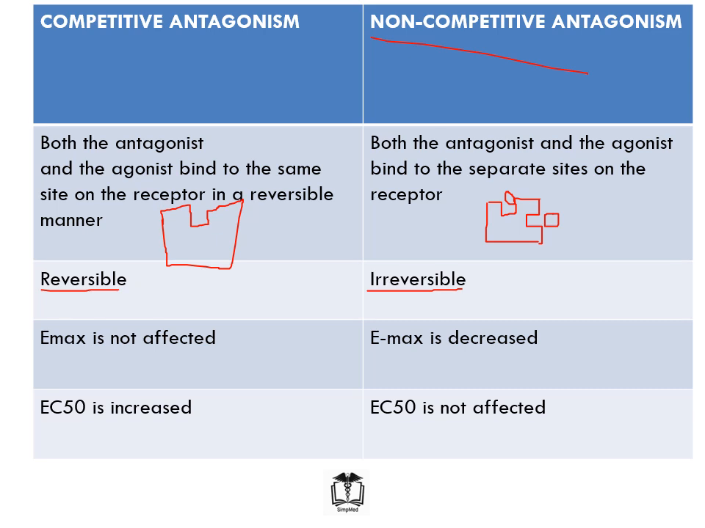In the case of competitive antagonism, the Emax tends to not be affected at all. And in the case of non-competitive antagonism, the Emax tends to decrease. In the case of competitive antagonism, the EC50, or potency, tends to increase. For non-competitive antagonism, the EC50, or potency, is not affected.